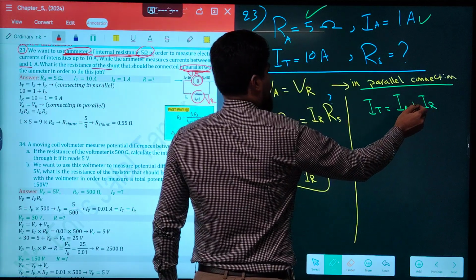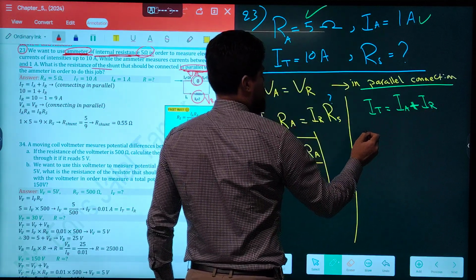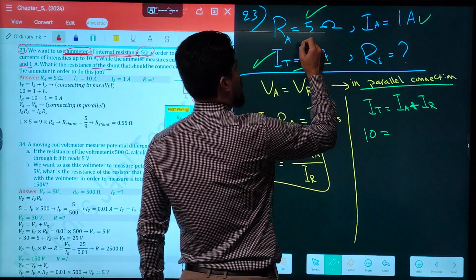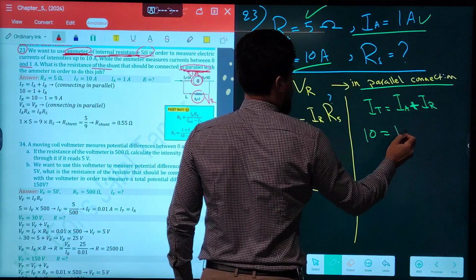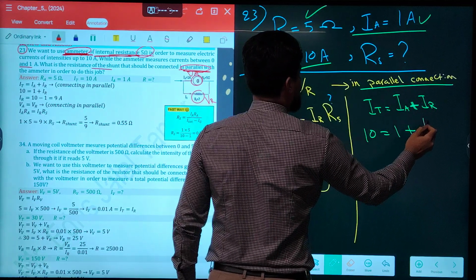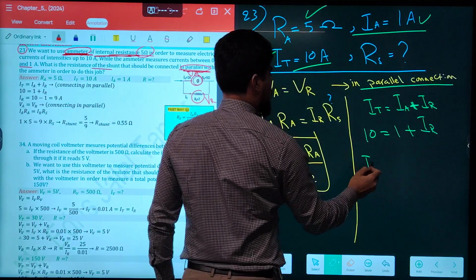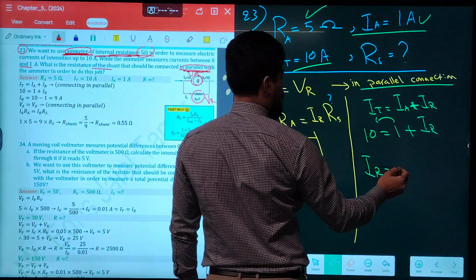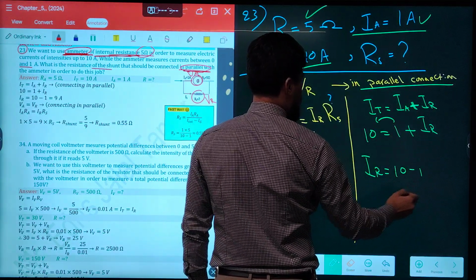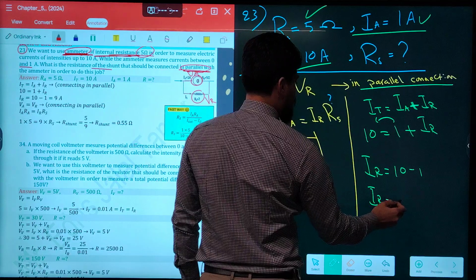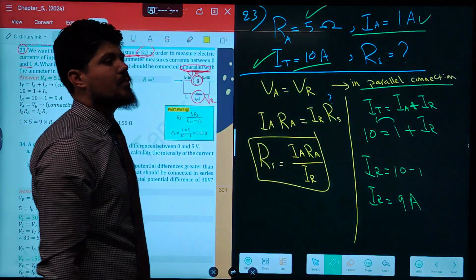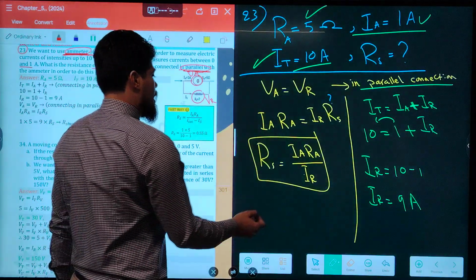Do we have the total current? Yes, 10 ampere. Do we have the current across the ammeter? Yes, 1 ampere. Do we have the current across the resistor? No. How can you find it? Rearrange the equation and move this one to the other side. It becomes 10 minus 1. I across the resistor is 9 ampere.